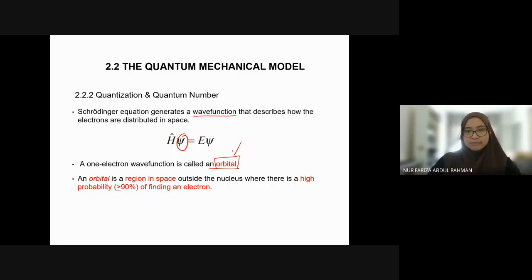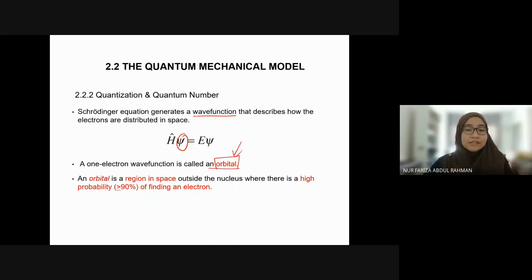This is the most important part of quantum numbers: the introduction to orbital. Orbit and orbital may sound the same, but they are two totally different things. Like I said just now, an orbit is a circular pathway that has a fixed radius, but not an orbital.